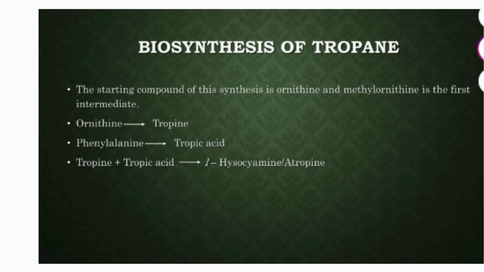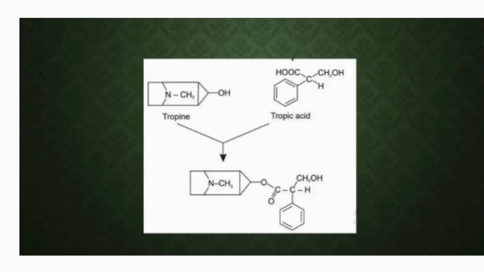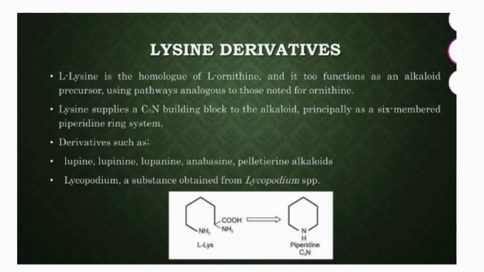The second is the biosynthesis of the tropane. The starting compound of this synthesis is ornithine, and methyl-ornithine is the first intermediate. Ornithine converts into tropine, and then phenylalanine is converted into tropic acid. Now the tropine reacts with the tropic acid and it will produce hyoscyamine or atropine. So this is the general diagram or explanation of the tropine and the tropic acid which react to produce the alkaloid derivative.